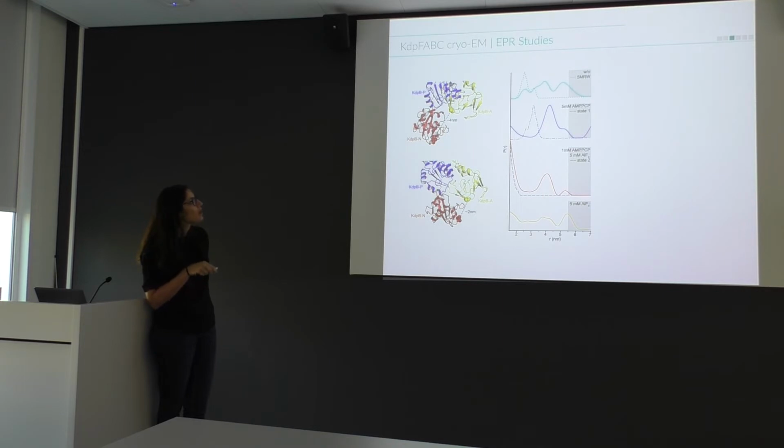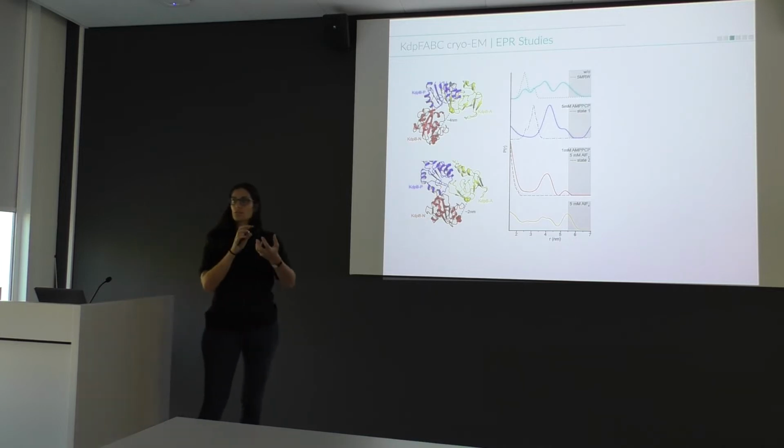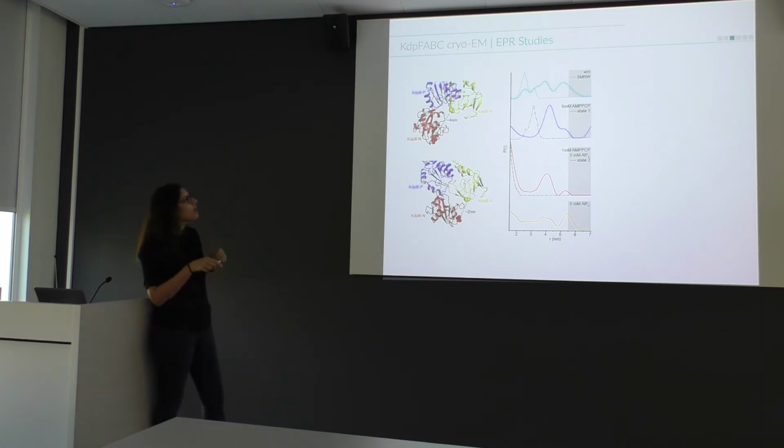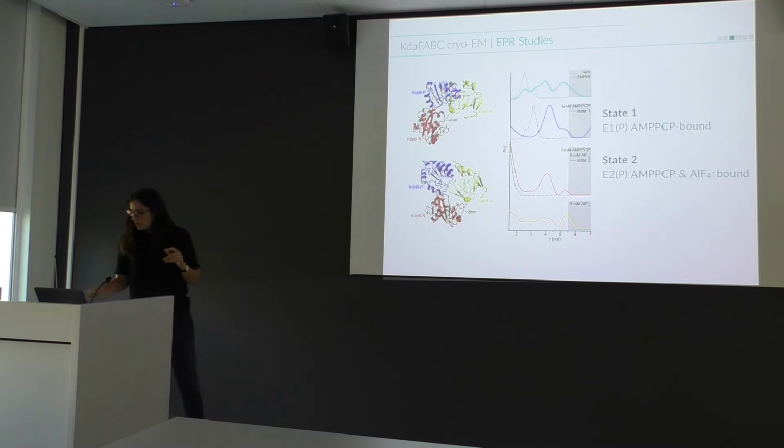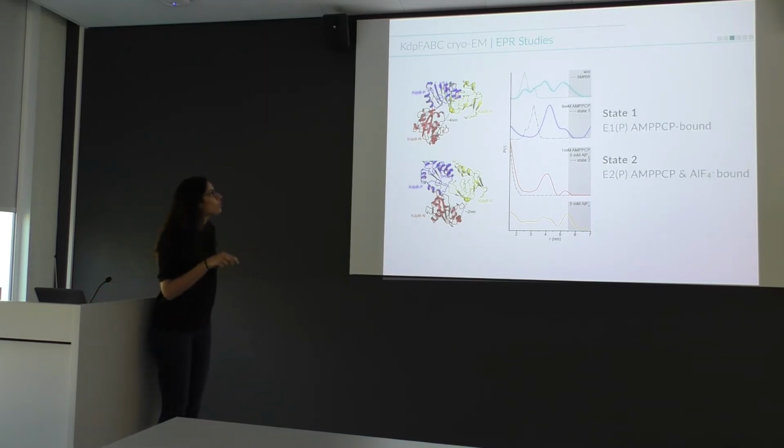And then we measured EPR on different sets of inhibitor cocktails. For example, for the wild type without any inhibitor, we see a large distribution of distances, which makes sense, because you would expect that in the wild type it just moves around the whole time, so it can go through all the states. To make a long story short, I don't want to go through all these peaks, but by analyzing them a little more carefully, we are confident in saying that state 1 is most certainly an E1 phosphorylated state with AMP-PCP bound.